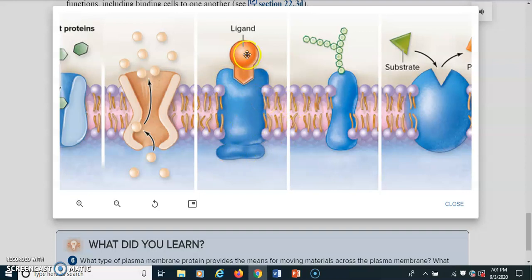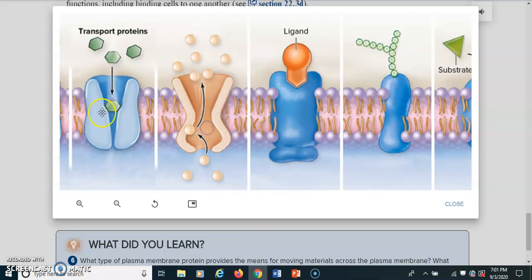So for an example, whenever our nerve cell tells our muscle cell to contract, the way that it communicates to that muscle cell is it releases a neurotransmitter, which is a little molecule, and that little molecule will come and bind to a protein on the cell membrane of a muscle cell. So that's an example of how a cell surface receptor would work and what the ligand is. So some of the proteins can serve as receptors.